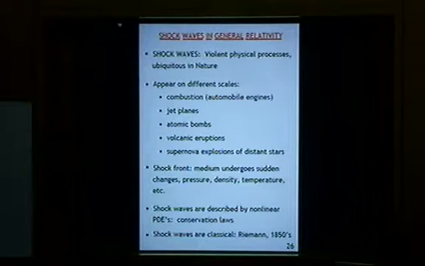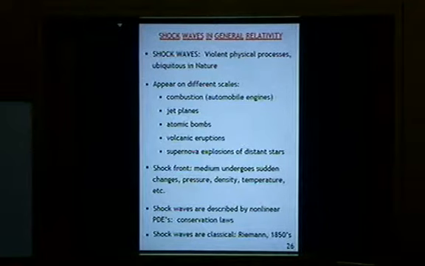Okay, let's change topics now. Last topic, well, next to last topic: shock waves and general relativity. So what are shock waves? Shock waves are violent physical processes that are ubiquitous in nature. They're all over in nature, and they appear on many different scales.